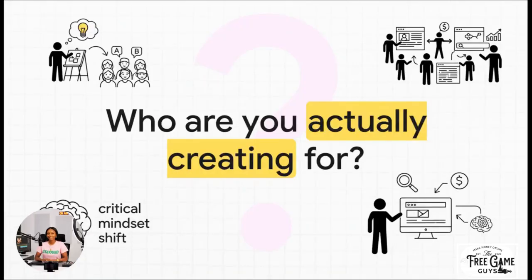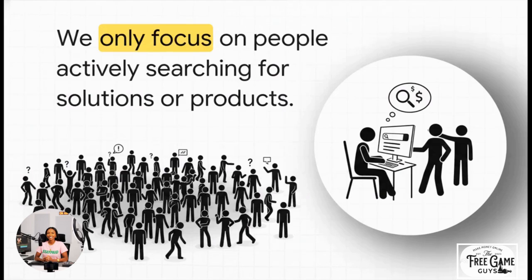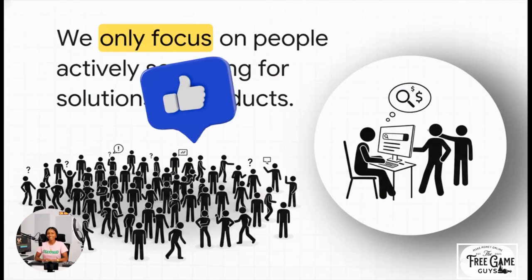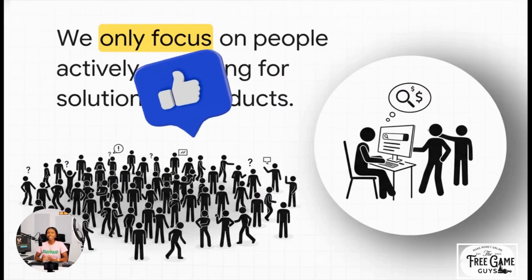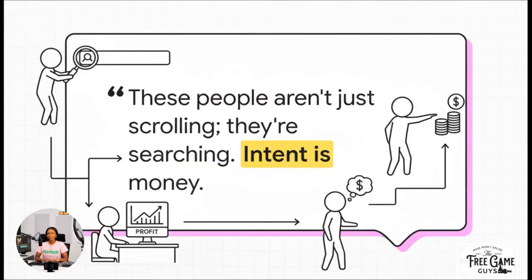But first, you have to ask yourself a critical question. Who are you really making this for? See, there are 3 types of traffic, and most beginners waste all their time on level 1. Not us. We only care about people who are actively searching for answers or to buy something. Because these people aren't just scrolling, they're searching. And intent? Well, that's money.